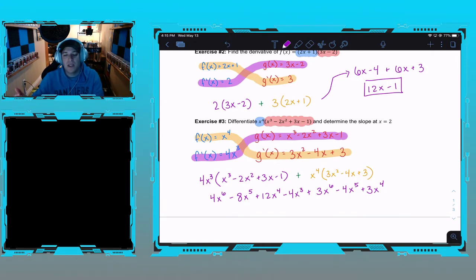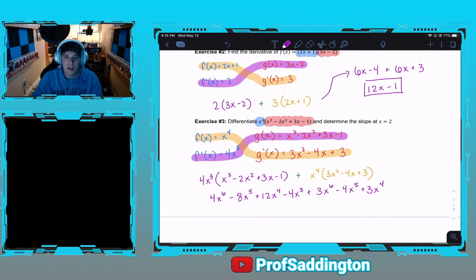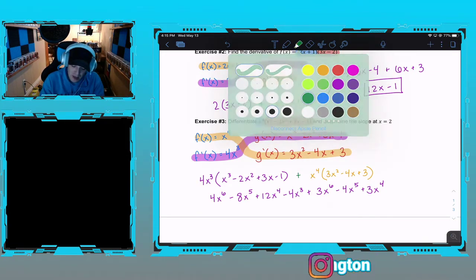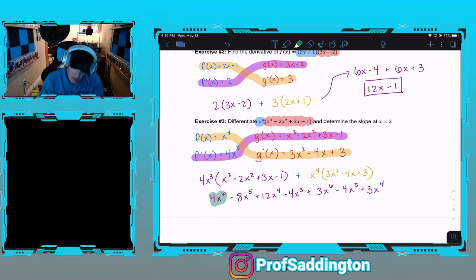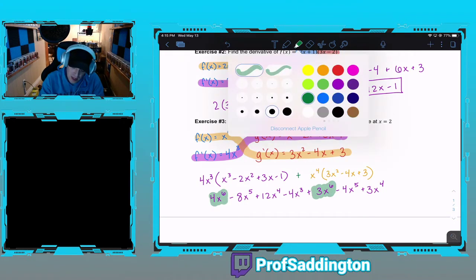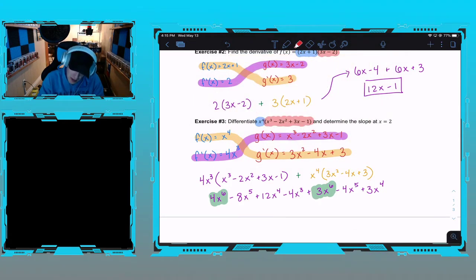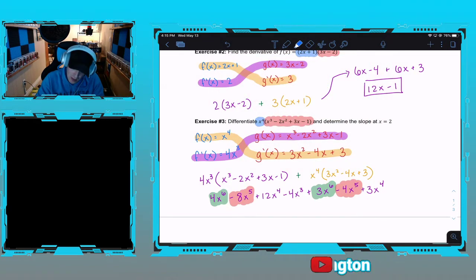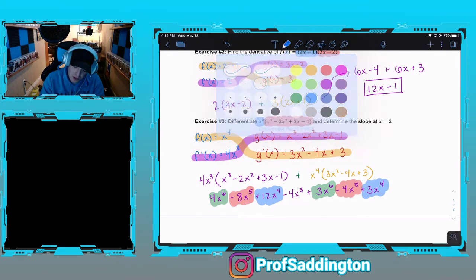So this one, as you guys can see, it's a little bit longer because it was a 4-term polynomial. So I'm going to combine all my like terms. Let's see here. I got a 4x to the 6 and a 3x to the 6. I have a negative 8x to the 5th and a negative 4x to the 5th. 12x to the 4th and the 3x to the 4th. That looks like it's it. So I'm just going to rewrite them all.